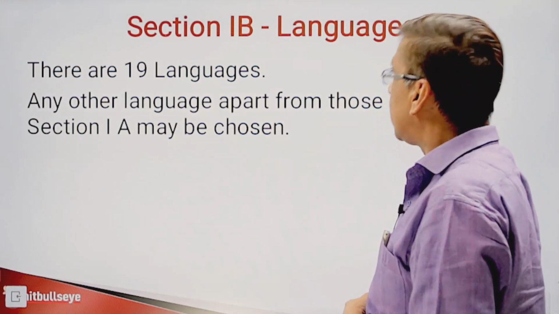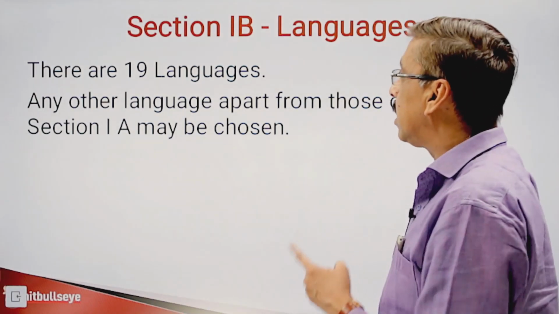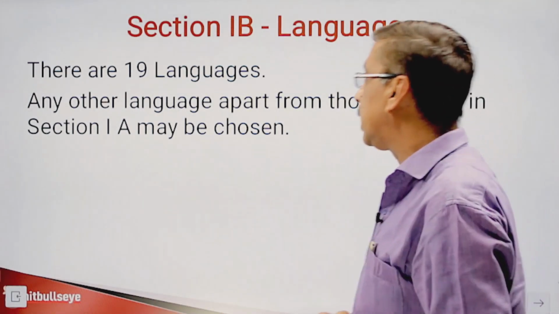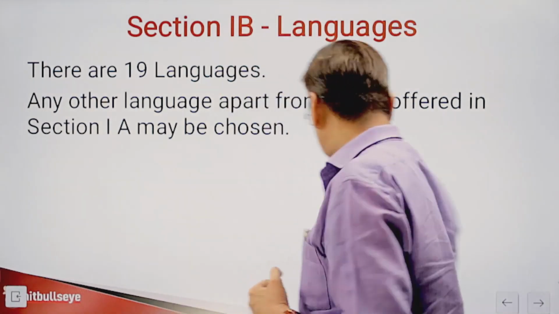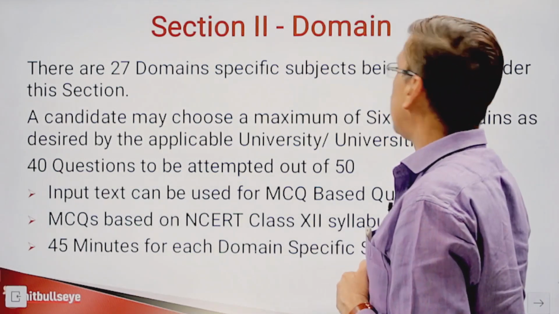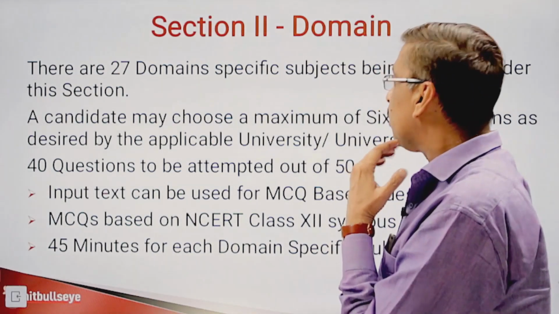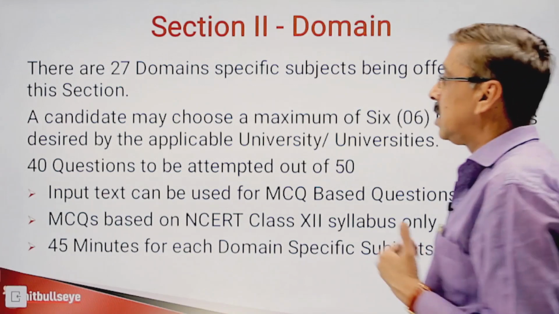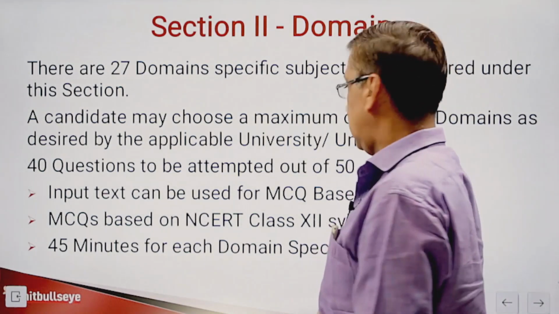Section 1B, languages. There are 19. Any other language apart from the one you have selected in 1A may be chosen. There are 27 domain specific subjects being offered under this section. So a candidate may choose a maximum of 6 domains desired by the applicable university.